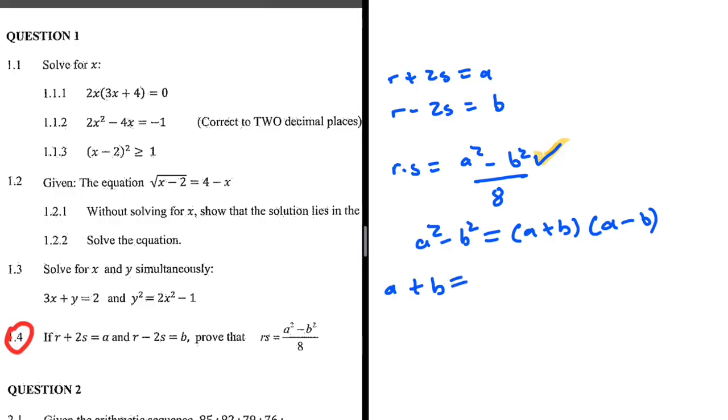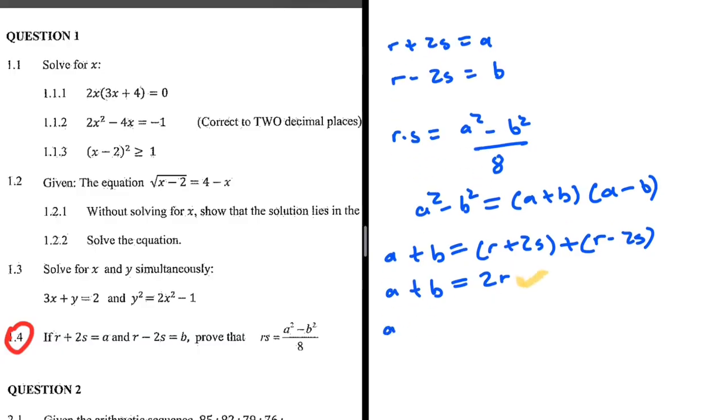A plus b, we know that a is equal to r plus 2s, right? So we're going to have r plus 2s, and then plus b, which is r minus 2s. So r plus r is 2r, and 2s minus 2s gives us 0. So there we go, we have a plus b equal to 2r.